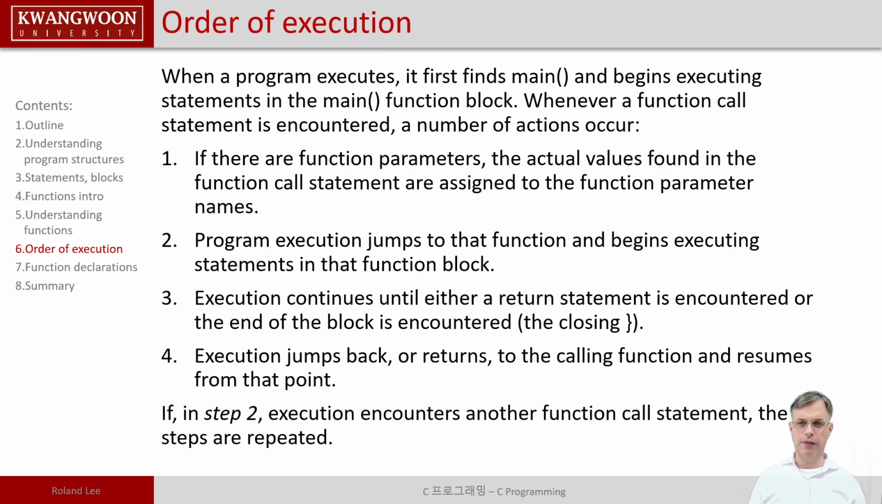When a program executes, it first finds main and begins executing statements in the main function block. Whenever a function call statement is encountered, a number of actions occur. Number 1: if there are function parameters, the actual values found in the function call statement are assigned to the function parameter names. Number 2: program execution jumps to the function and begins executing statements in that specific function block.